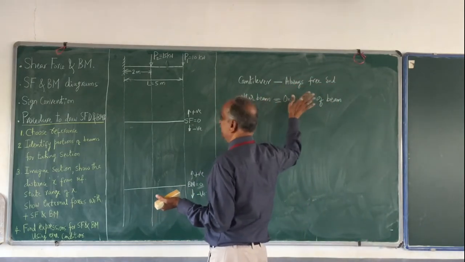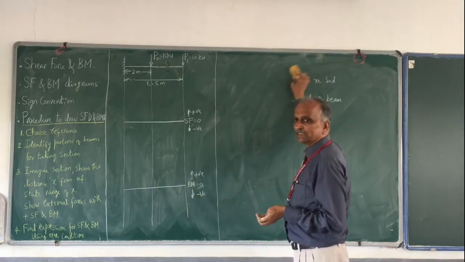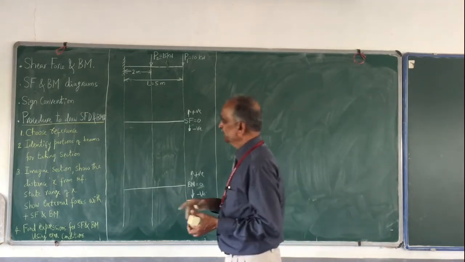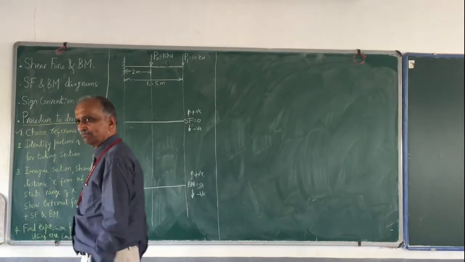For the simply supported and overhanging beams, any one end, either the left hand side end or the right hand side end, can be chosen as the reference. Okay, I hope you have understood this.